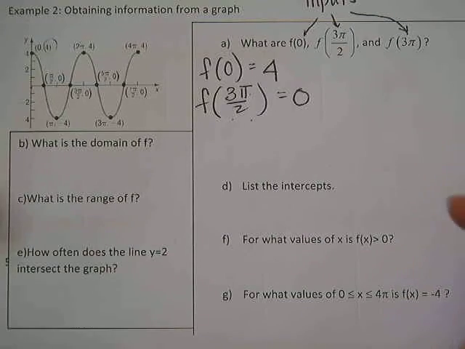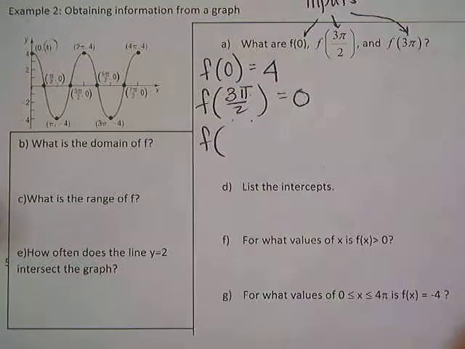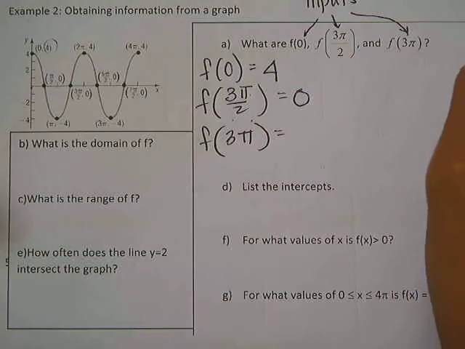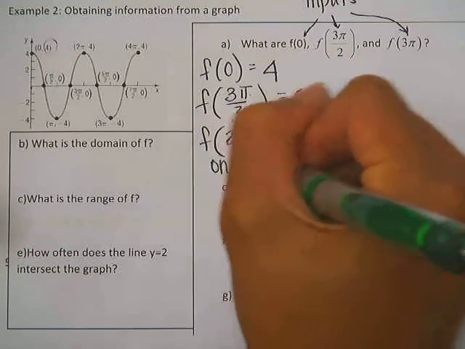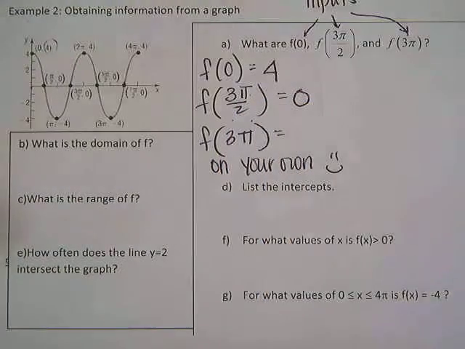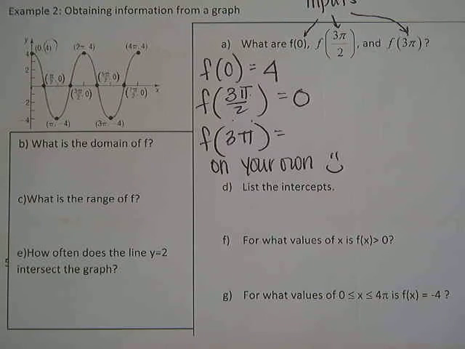All right, now I'm going to ask you to find f of 3 pi for me. Write your answer, and yes, you are doing this on your own. Take a second. Hit pause if you need to. Write the output for when x is 3 pi.